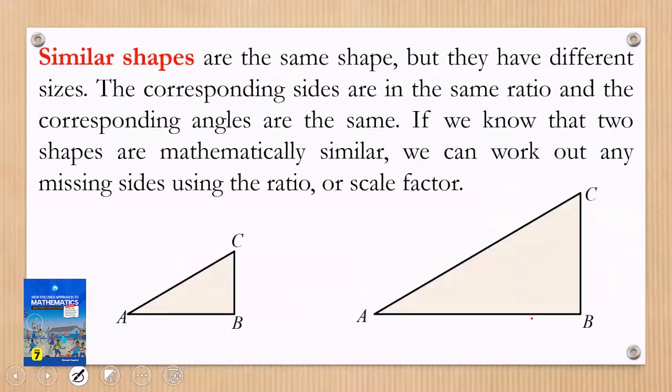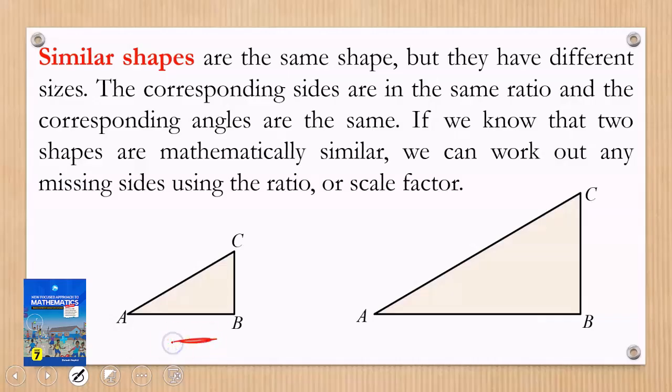Now let's also define similar shapes. When we say shapes are similar, they may have the same shape but may or may not have the same size. And in most cases, when we enlarge a shape, we get its corresponding similar shape. The corresponding sides are in the same ratio and the corresponding angles are the same.